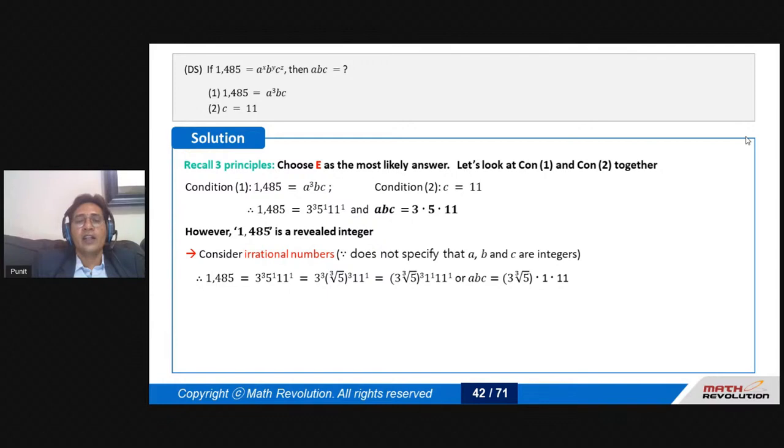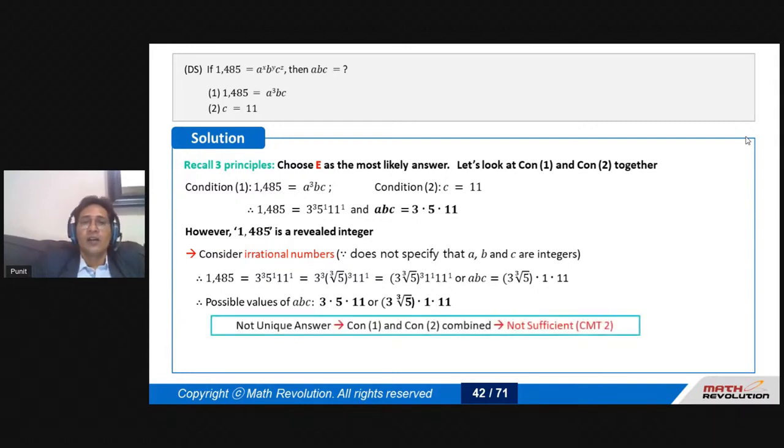Or maybe I could write it as 3 times cube root of 5 to the power 3. I can combine both. And I can take a hidden 1 into it, 1 to the power 1 and 11 to the power 1. Now see, understand, this is what I was talking about. So possible values of ABC go as 3, 5, 11, or 3 times cube root 5 times 1 times 11. This is not a unique answer. But what if I don't consider that cube root of 5? Don't consider that irrational number.